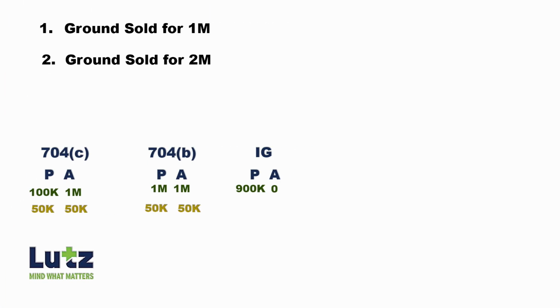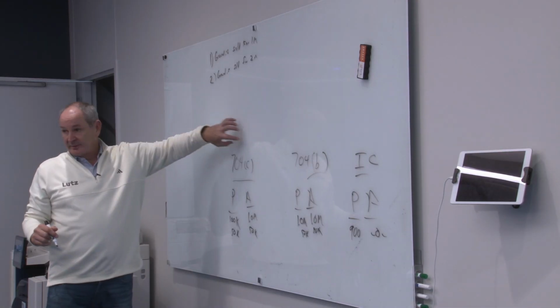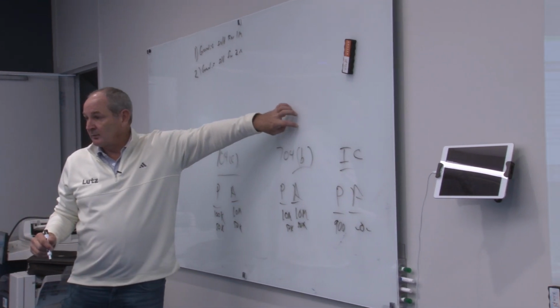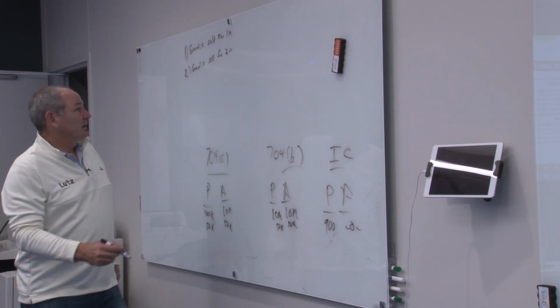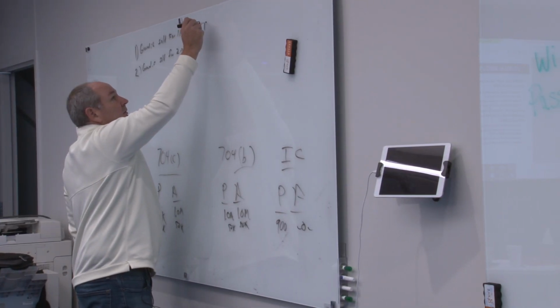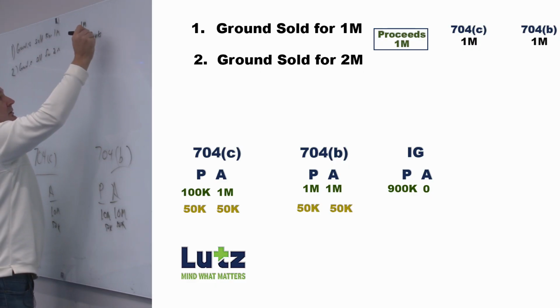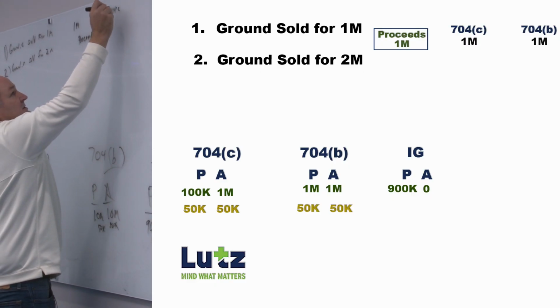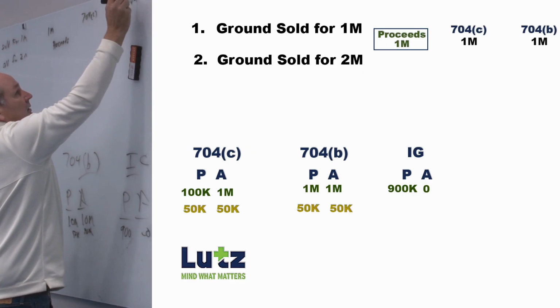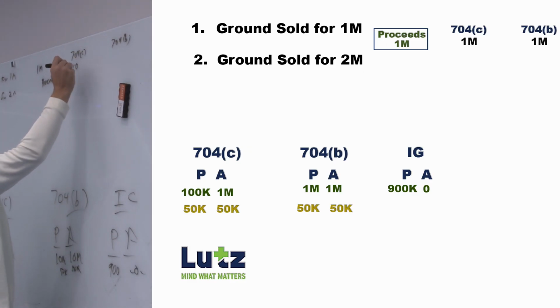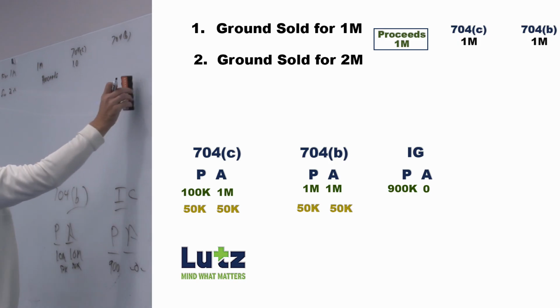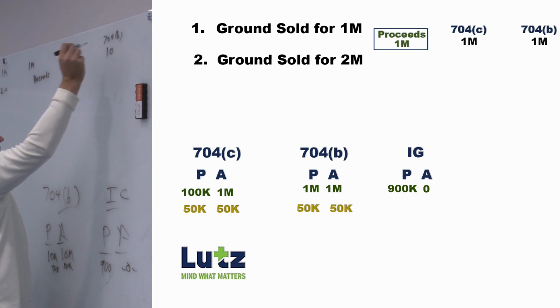Okay? So the concept that is hard to wrap your head around, that's difficult on some level, is there's a gain-loss calc that occurs both for 704C and 704B. So if we sell at $1 million, proceeds is how much, Melissa? 1 million. Okay, so we're going to go 704C and 704B. 1 million. How much proceeds is my 704B? Also 1 million.